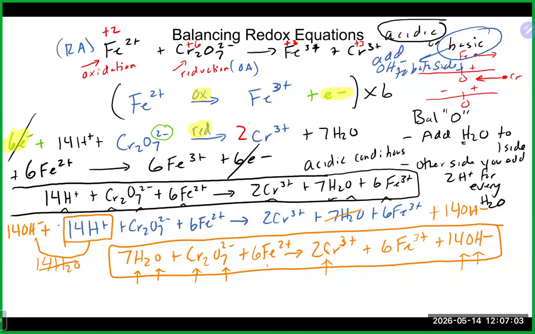2 chromiums, 6 irons, 6 irons. Overall charge here on the left, this is 0, this is -2, this is +12. That's a +10 on the left-hand side. On the right-hand side, this is +6, that is +18, and that is -14. So that's going to give me a net +4 on the right, and a +6 is a +10 overall. So once again, we are balanced both element to element and overall charge.